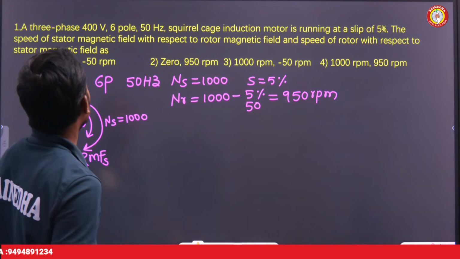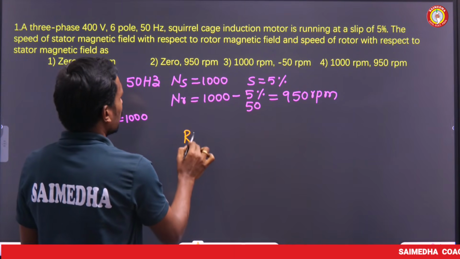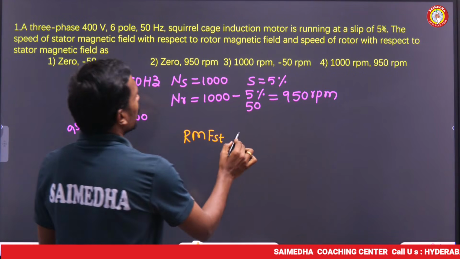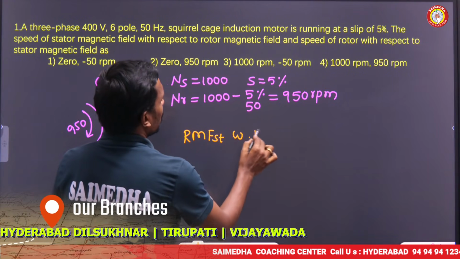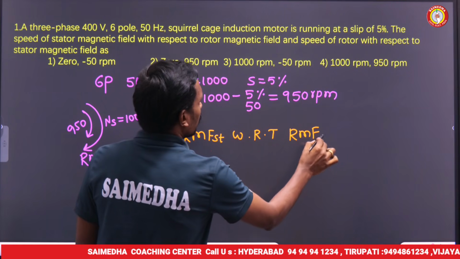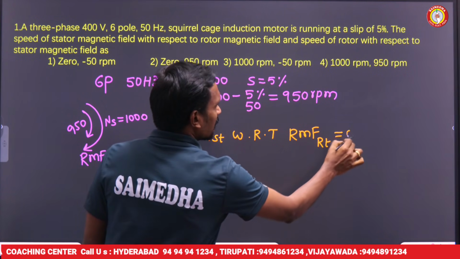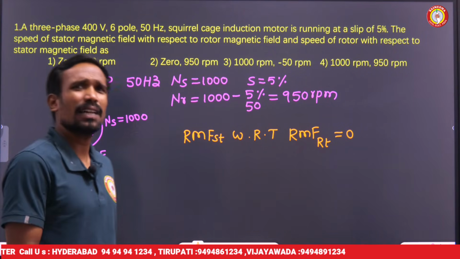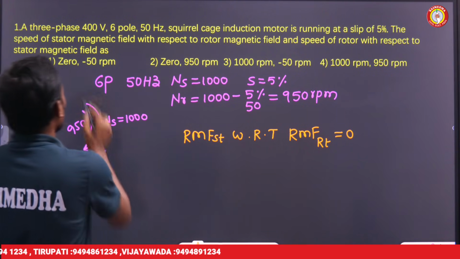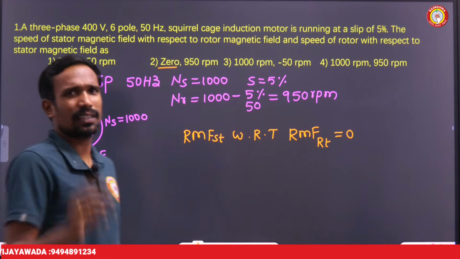The speed of the stator magnetic field with respect to the rotor magnetic field. What we know, the stator magnetic field and the rotor magnetic field are the same. They will rotate in the same direction with the same speed. So the relative motion between them should be 0. There is a 0. Two options are there.